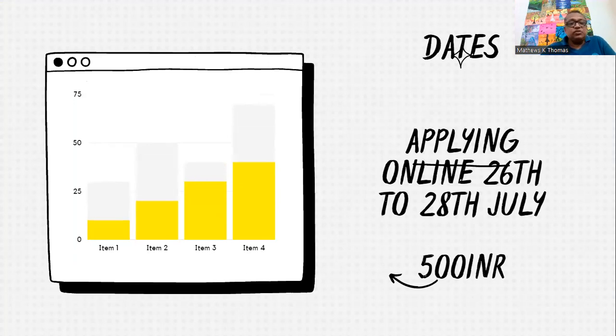The first date is 26 to 28 July. As I said, you have to apply online. 26 to 28 is the dates that they have given for application in the first step, step number 1. Step number 1 is when you are asking not for the re-evaluation or the photocopy, but for the verification part. So your marks are going to be verified or retotaled. And as I had informed, the cost will be about 500 rupees for that.